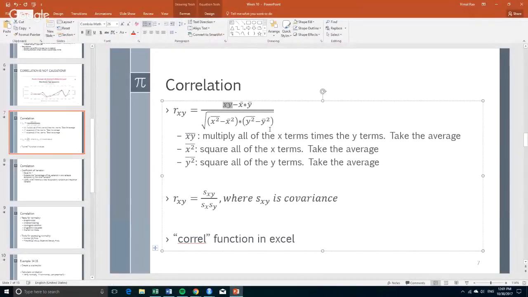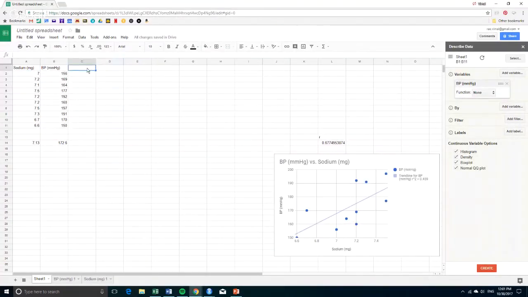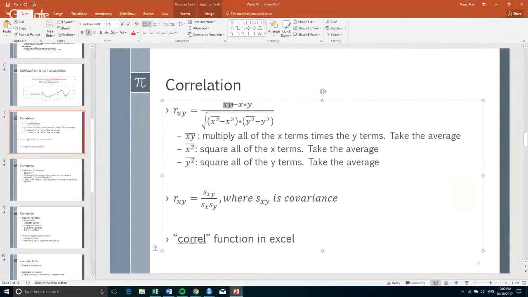So I have to multiply all of the X terms times the Y terms and then take the average. Okay, so sodium times blood pressure. This is going to be my XY. And I just take sodium times blood pressure. So for the first patient, sodium levels were 7, blood pressure was 156. 7 times 156 is 1092. So I do this for all 10 patients, and then I take the average. So my XY bar is 1233. Okay? That's this term.